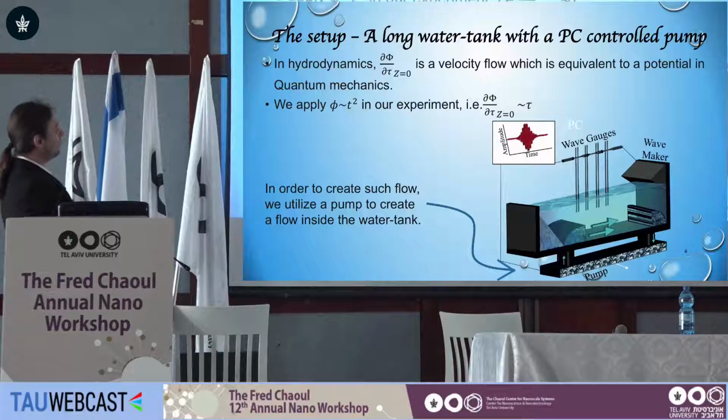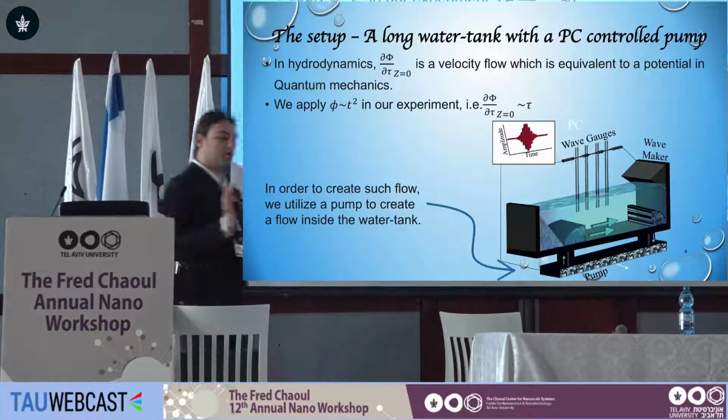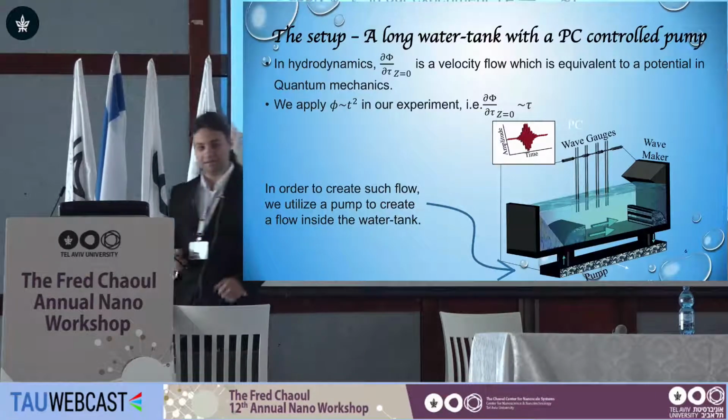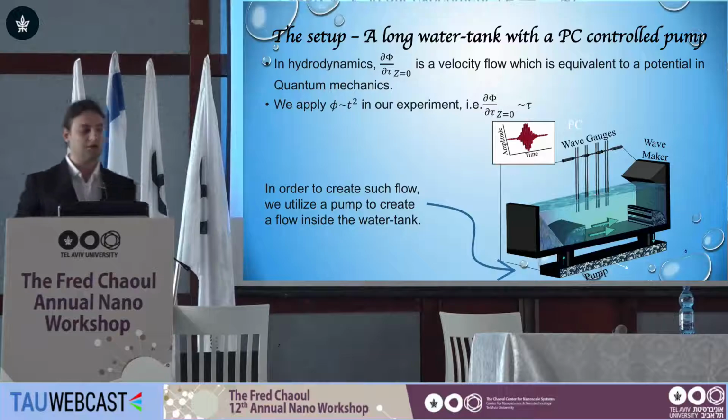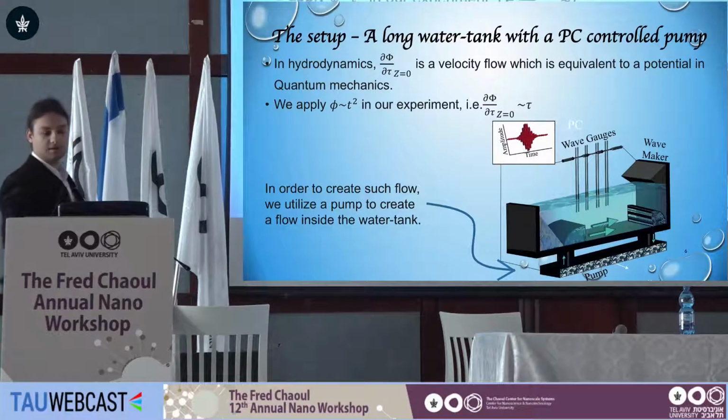Now the flow of the water here is phi. So if we want to create a linear potential, we would have to accelerate our water with a quadratic dependence in time. And then we will observe an equivalent of a linear potential in a macroscopic classical system. However, this system, again, obeys the Schrödinger equation.